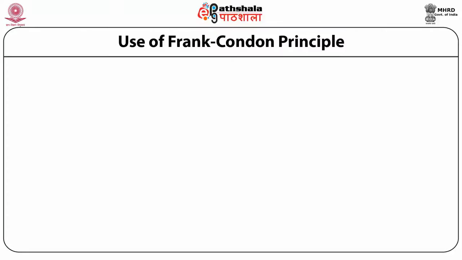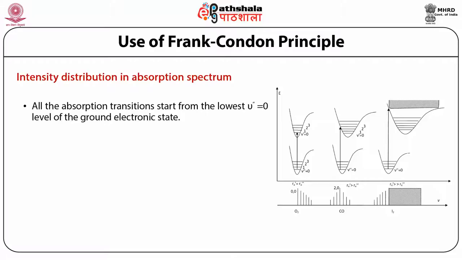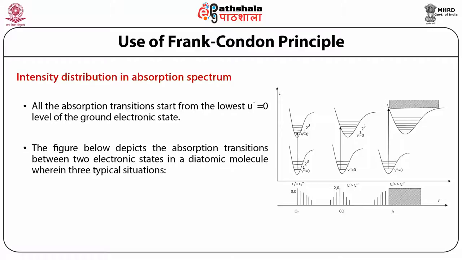Use of Franck-Condon principle. Intensity distribution in absorption spectrum can be interpreted with the help of Franck-Condon principle. All the absorption transitions start from the lowest nu double prime equal to 0 level of the ground electronic state. The figure below depicts the absorption transitions between two electronic states in a diatomic molecule, wherein three typical situations have been shown.